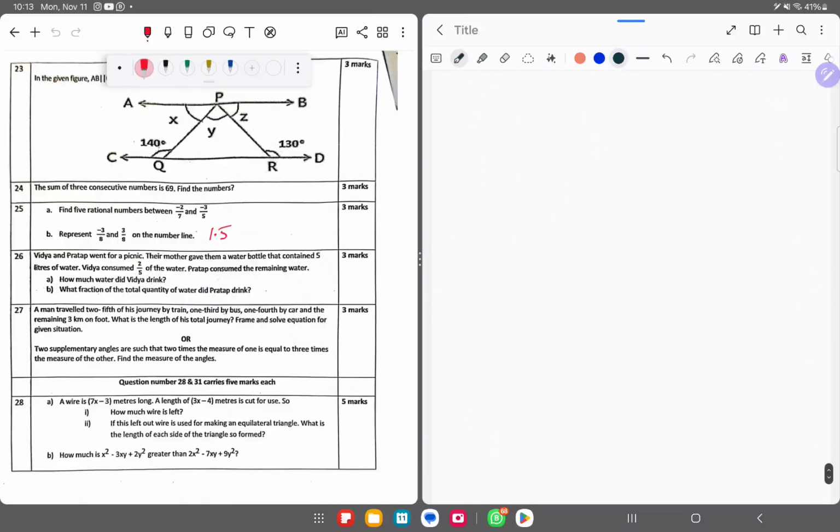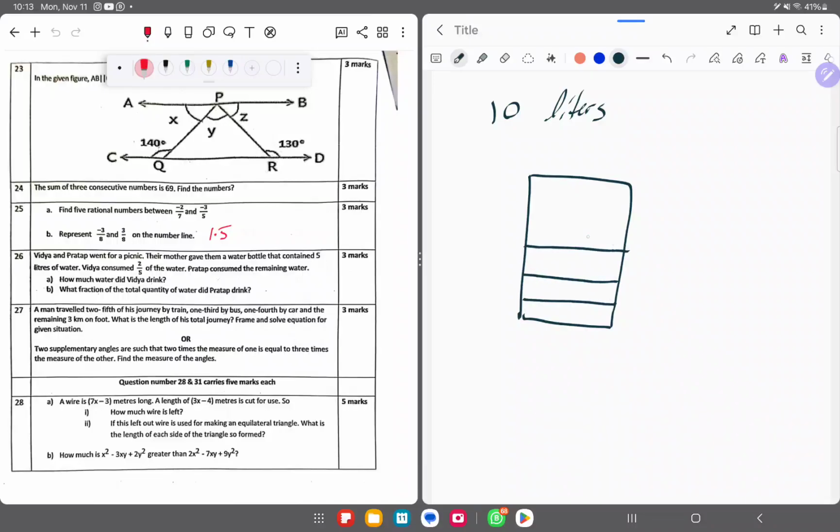Let's take an example. If I told you 10 liters, it's still 5 boxes. 1, 2, 3, 4, 5. So now each box gets 2 liters. Not 1 anymore. It might be 2.5, might be 2.1. It's not always perfect numbers and nice numbers.